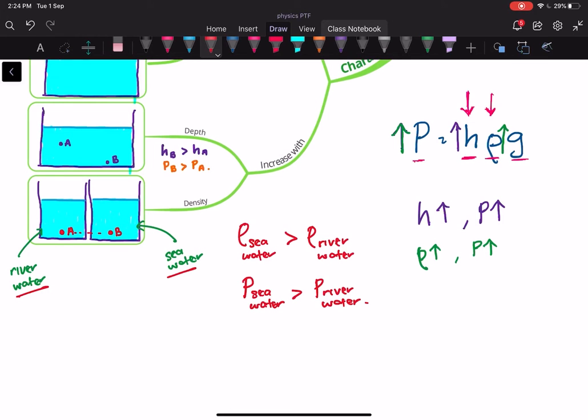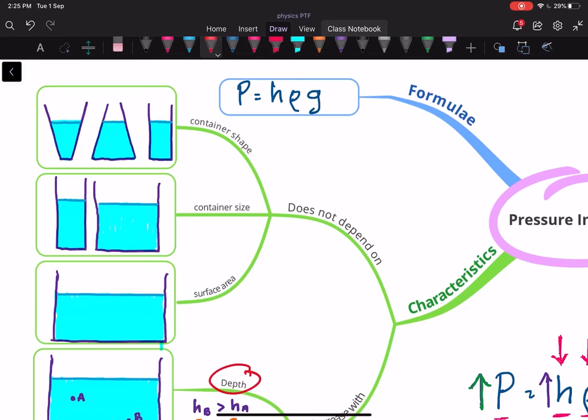Yang pertama adalah kedalaman, yang kedua adalah ketumpatan. Tidak ada mana-mana faktor lain yang akan mempengaruhi tekanan dalam cecair. Of course, G ni boleh effect, tapi dalam konsep kita G ni selalunya sama. So kita boleh ignore G value. Now, next thing. Always remember, pressure in a liquid does not depend on these three things that stated here.